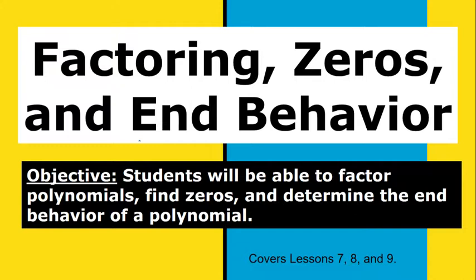We are going to do this asynchronous session on factoring, zeros, and end behavior, which covers lessons 7, 8, and 9 of Unit 2. The objective for this lesson is that students will be able to factor polynomials, find zeros, and determine the end behavior of a polynomial. So by the end of this, you should be able to do all of those things.